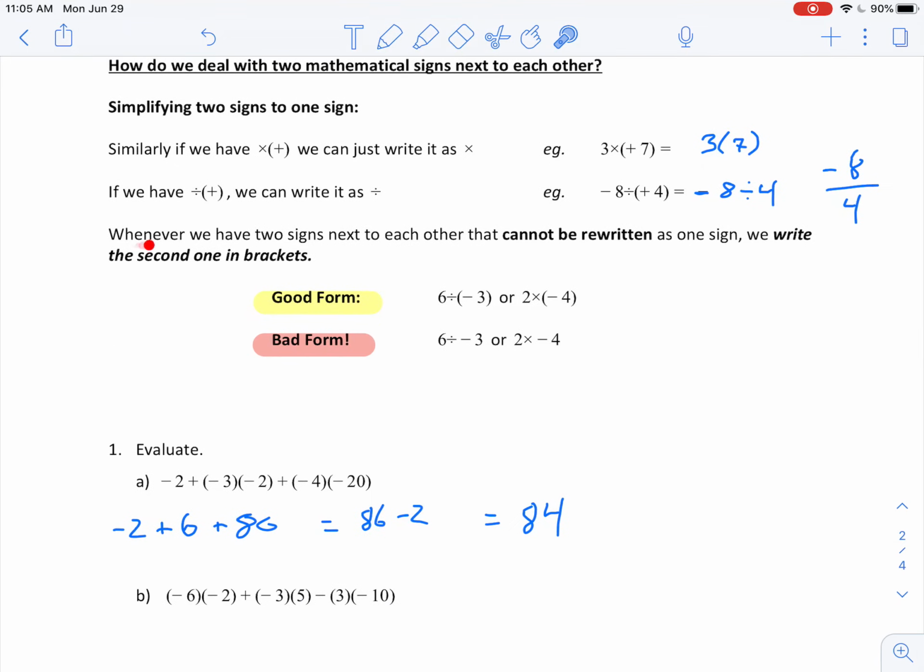So whenever we have two signs next to each other that cannot be written as one sign, we write the second one in brackets. So we'd have 6 divided by (negative 3), or 2 times (negative 4), right? Those negative signs are encompassed within the bracket. So we know the negative sign is affecting the integer that it's associated with. And in this example, bad form would be there. We don't want to do this.